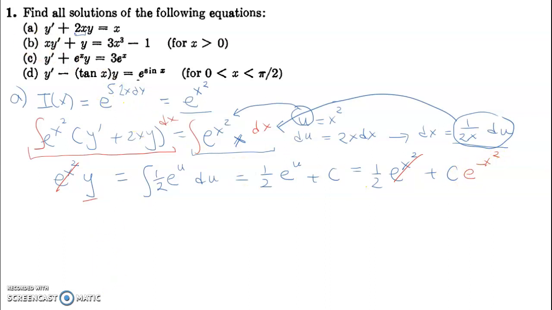So our solution, I think our textbook generally writes as phi. So phi of x equals 1/2 plus c times e to the power of negative x squared, where c is any constant.